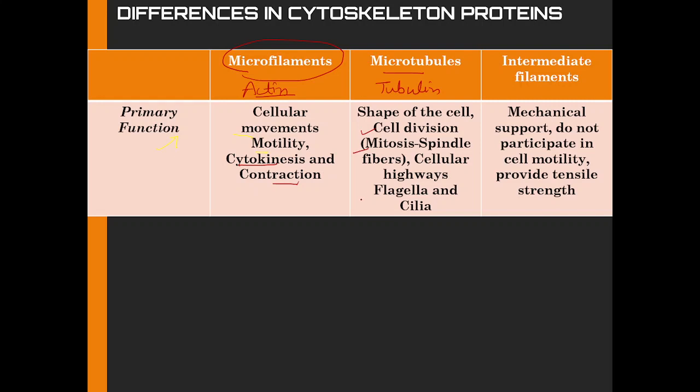In eukaryotic systems, in certain protists, microtubules are also part of the flagella and the cilia. And the intermediate filaments provide mechanical support. They do not participate in any cell motility, and their main function is providing tensile strength.